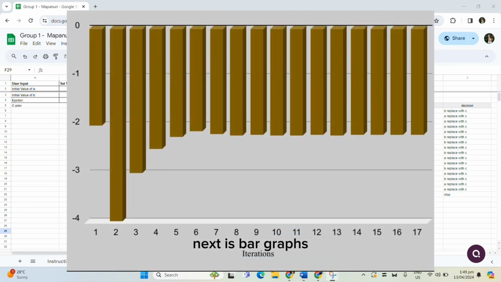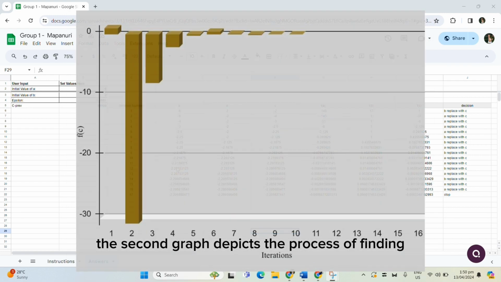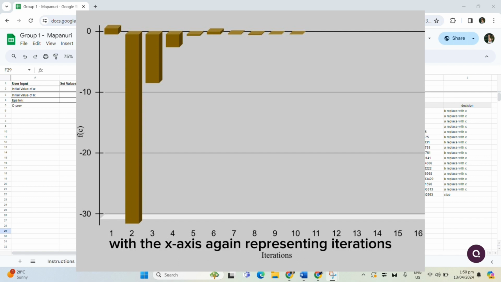Next are bar graphs. These bar graphs represent the relationship between iteration and function values. The first graph illustrates the function f of C, with the x-axis showing the iterations and the y-axis depicting the corresponding function values. The second graph depicts the process of finding the value of C, with the x-axis again representing iterations and the y-axis showing the values involved in the calculation. These visualizations help us understand how the function values change over iterations and the convergence towards a specific value for C.